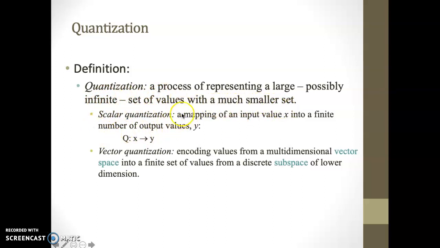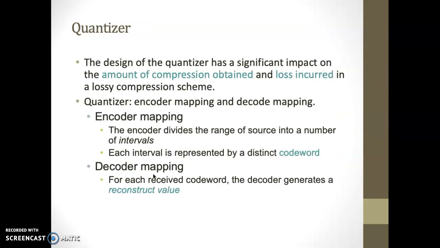This is called scalar quantization, where you map an input value x into a finite number of values y. It can also be vector quantization, where you encode values from a multi-dimensional vector space into a finite set of values from a discrete subspace of lower dimension. The design of the quantizer has a significant impact on the amount of compression obtained and the loss incurred.